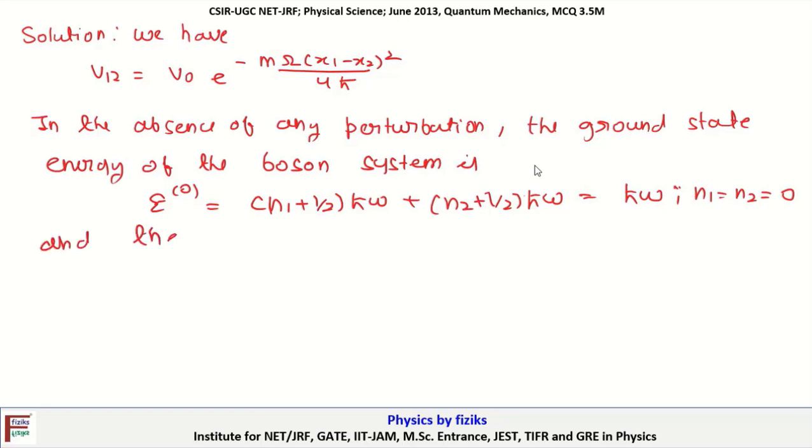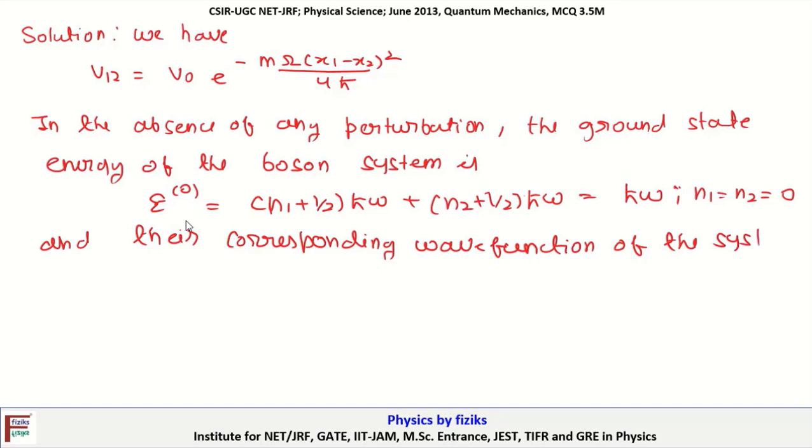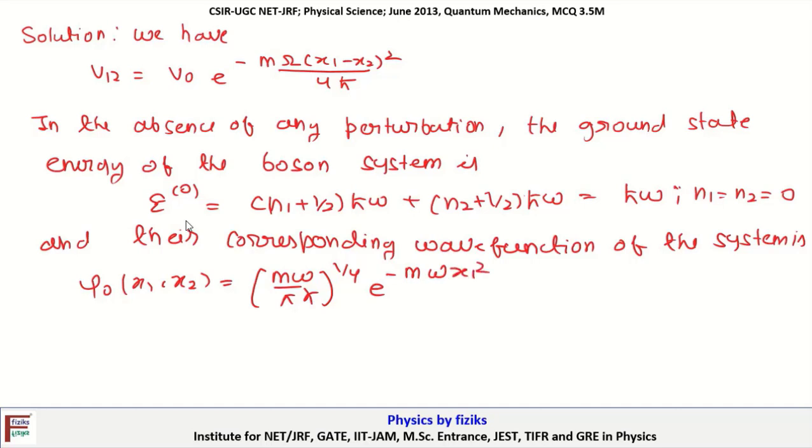And the corresponding wave function of the system is psi 0 (x1, x2) equals (m omega by pi h-cut) to the power 1 by 4 e to the power minus m omega x1 squared by 2 h-cut into (m omega by pi h-cut) to the power 1 by 4 e to the power minus m omega x2 squared by 2 h-cut.